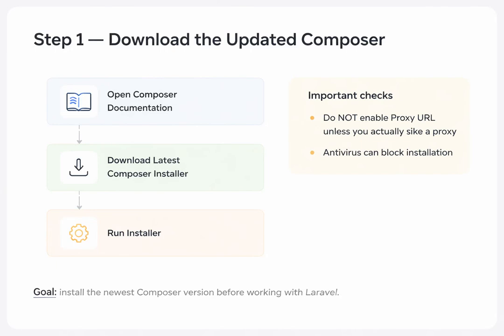The straightforward approach is to go to the official Composer documentation site, download the latest installer, and run it. Basically the same installation approach as before. While installing, only use the proxy URL option if you truly have a proxy. Otherwise, leave it unchecked, because incorrect proxy settings can cause download and install issues.